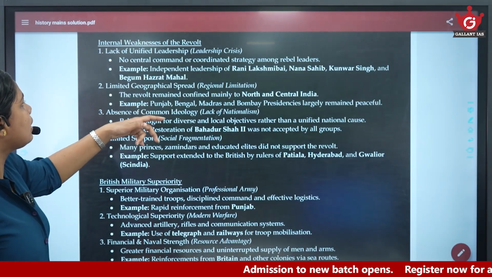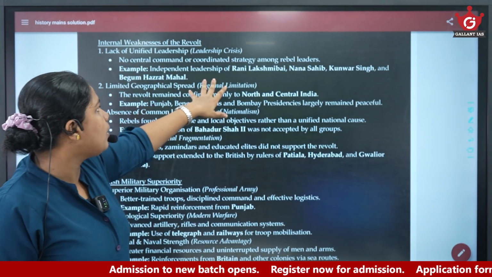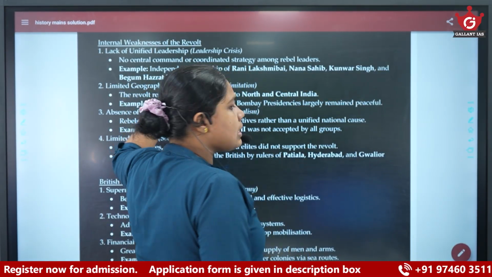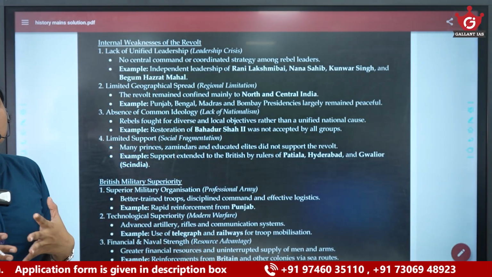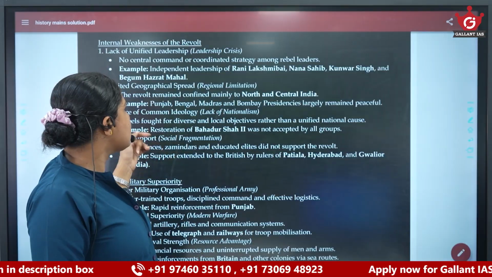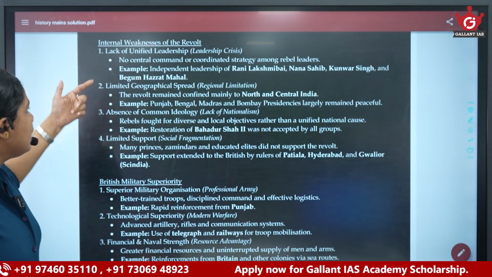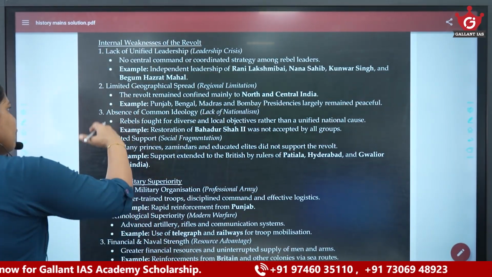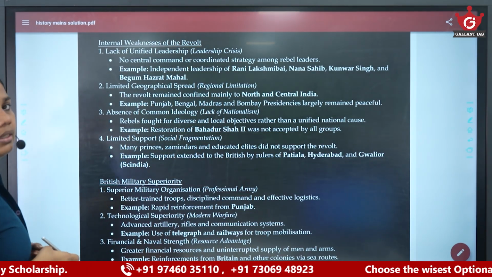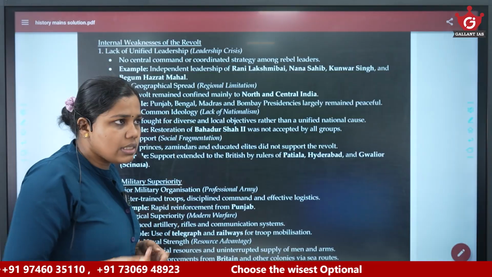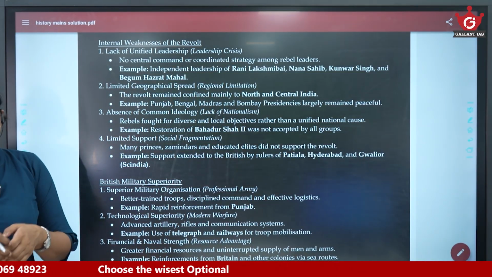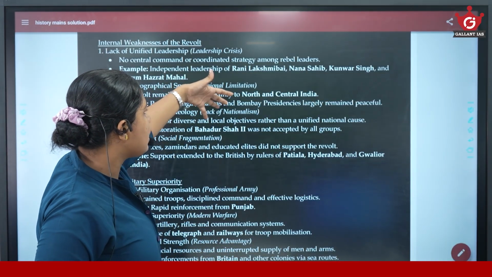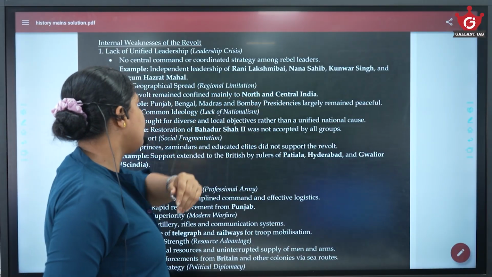What was the situation at that time? There was independent leadership of Rani Lakshmi Bai, Nana Sahib, Kunwar Singh, Begum Hazrat Mahal, etc. And there was no unified leadership. So that was one of the weaknesses we had at that point of time. Secondly, limited geographical spread, that is, regional limitation. The revolt remained confined mainly to northern India and central India, while northeast and southern India were left without much spark about this revolt. Punjab, Bengal, Madras, and Bombay presidencies remained largely peaceful.